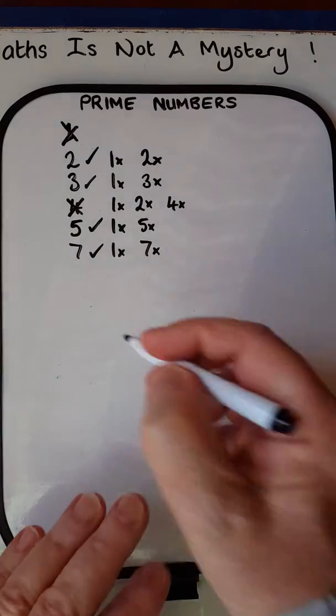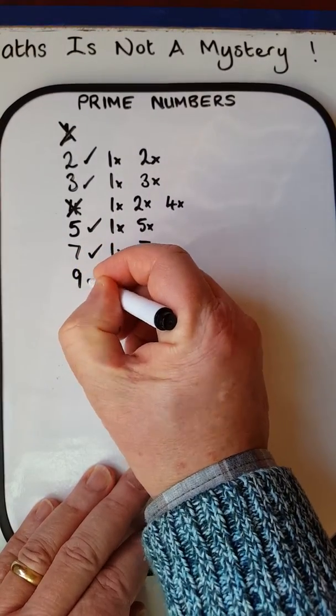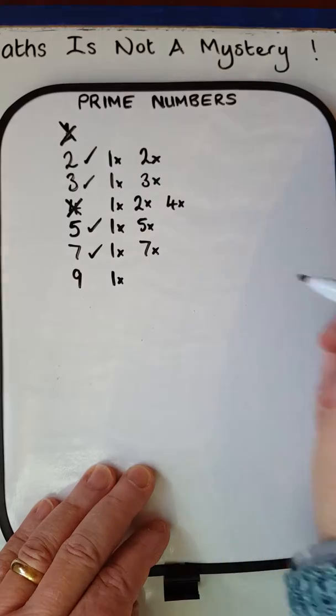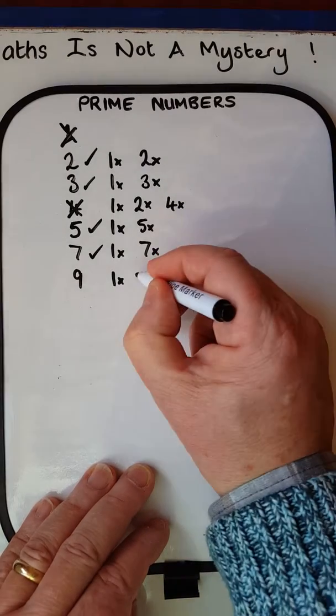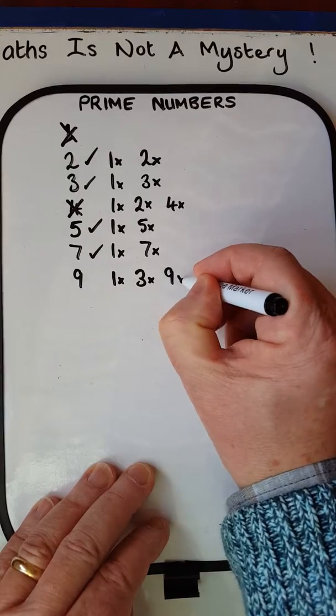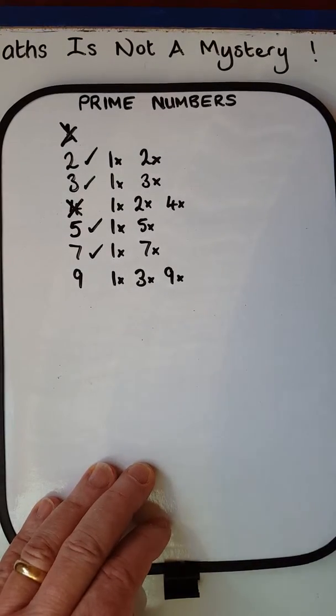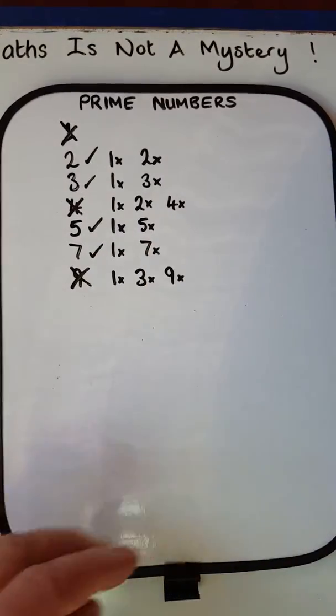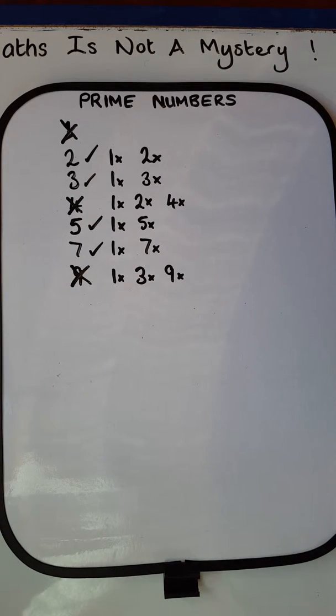The next odd number is 9. Now that is on the 1s. It's next on the 3s, and then it's on the 9s. Because it's got that extra times table, it is not a prime number. So don't be led into believing that all the odd numbers are prime numbers, because they aren't.